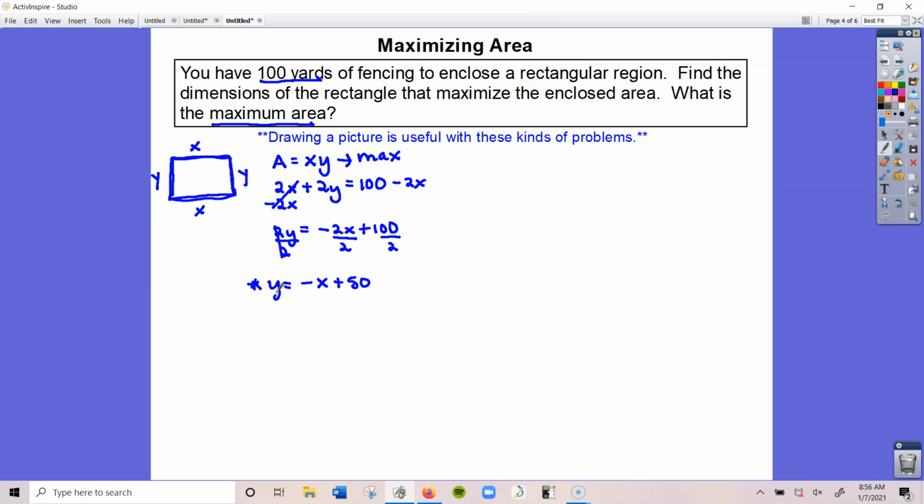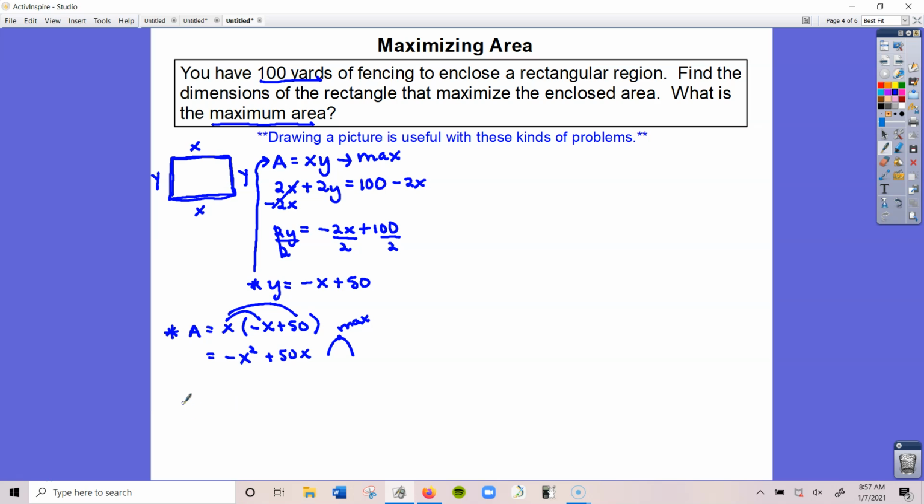Since I have this equation for y, we take this and plug it back into the equation that we're trying to maximize. So the area is going to equal x times y, which is negative x plus 50. We distribute, and we get negative x squared plus 50x. This is my quadratic. It has a negative a, so that means it's going to face down. So we indeed have a maximum, which is what I'm trying to do.